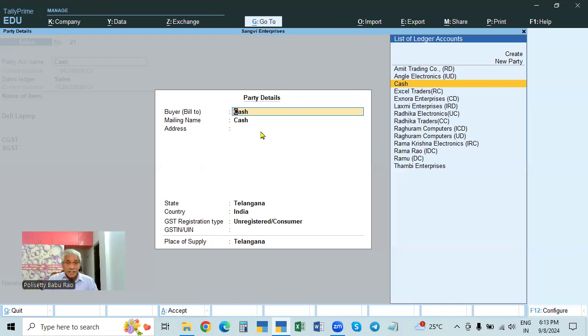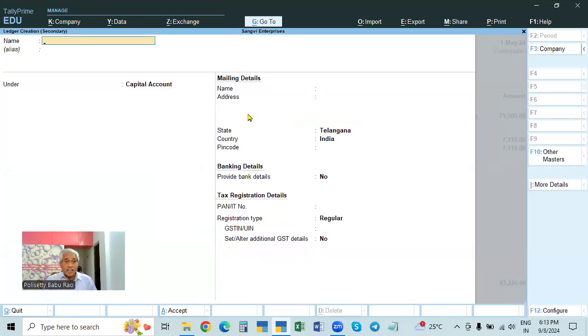So if you create the person here, it will be saved in the masters and it will be available in the list of ledger accounts. So next time, whenever there is any transaction with that person, whether a credit transaction or a cash transaction, we can select it here. That is why we have to create the name. So we can create it here.